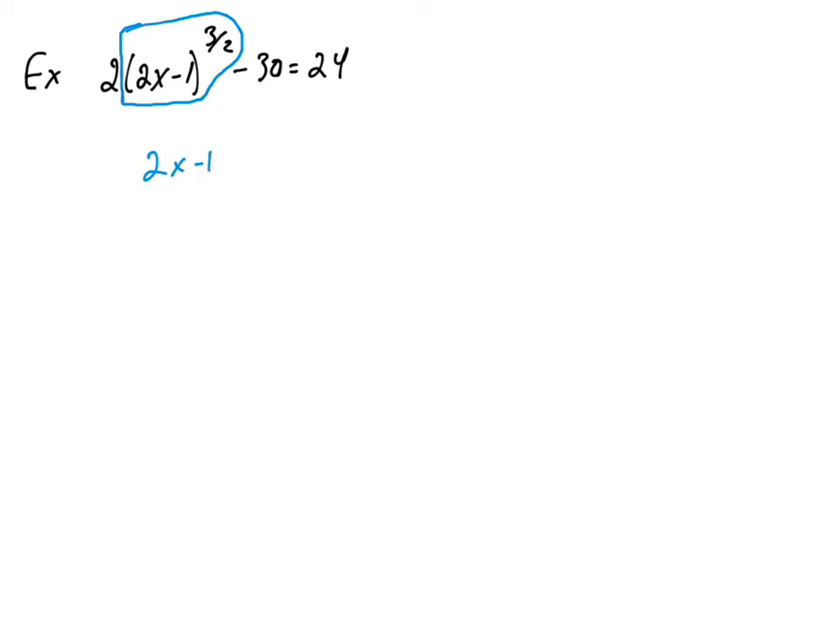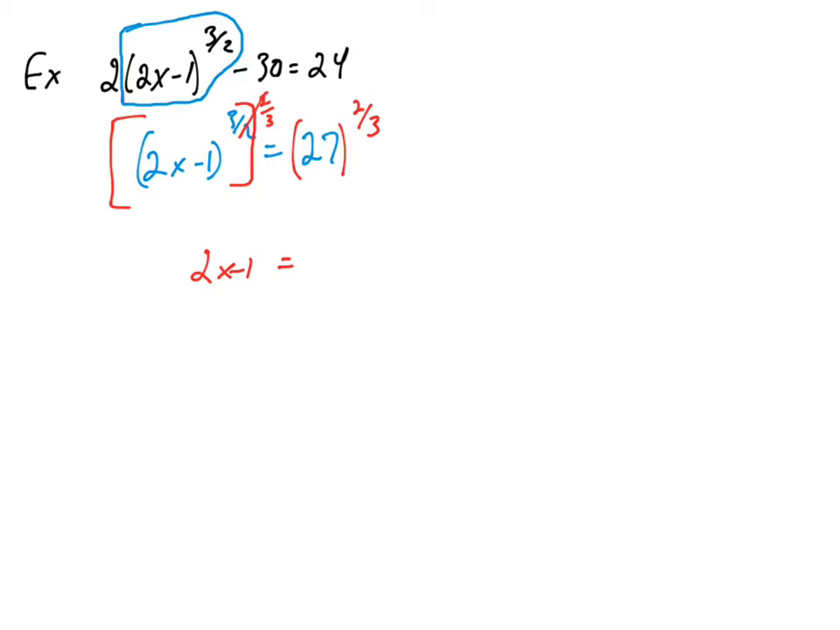We're going to get 2x minus 1 to the 3/2. 24 plus 30 is 54. 54 divided by 2 is going to be 27. All right, so what we do at this point is we need to eliminate this exponent. So what we do is we raise both sides to the 2/3. So on the left-hand side, 3/2 times 2/3, well, that's just 1. So on the left, we get 2x minus 1 raised to the first power.